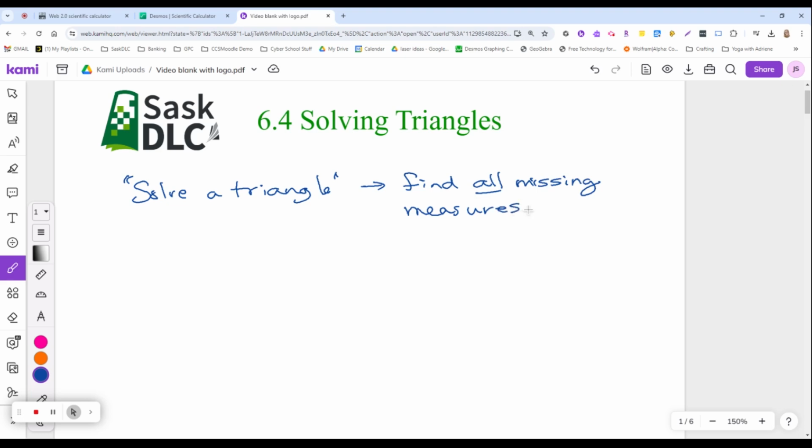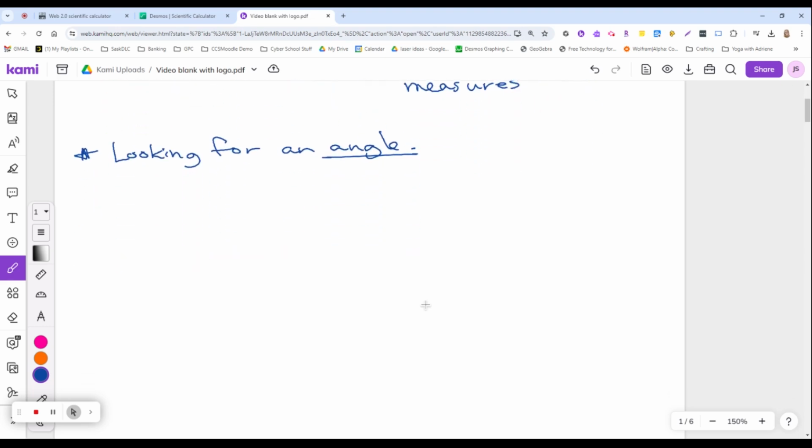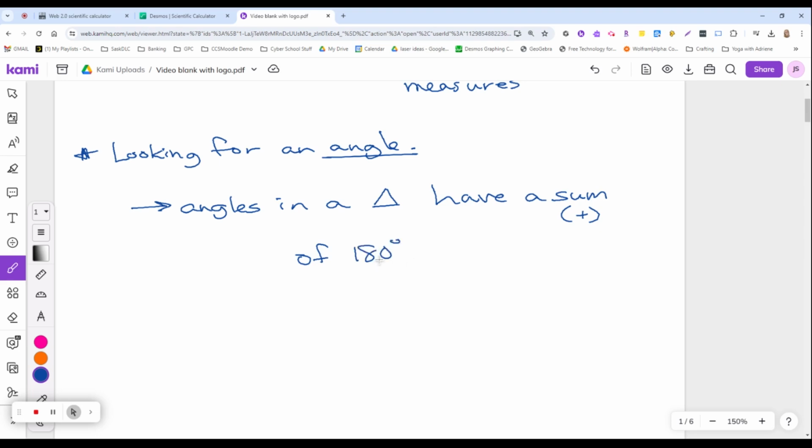So what sort of measures might we be looking for? They might be angles and they might be sides. Important: if you're looking for an angle, there are several things we know. Don't forget the angles in a triangle have a sum, meaning add, of 180 degrees. So if you know two angles, the third one is super easy to find.